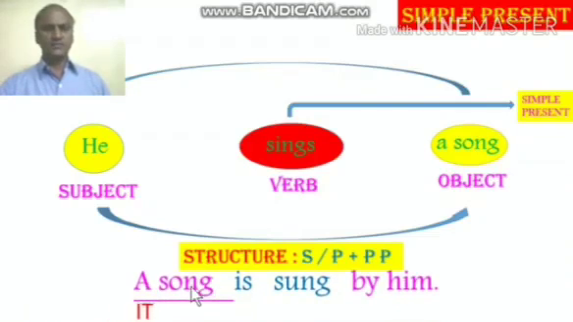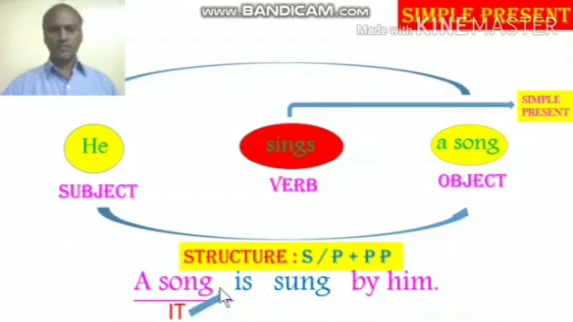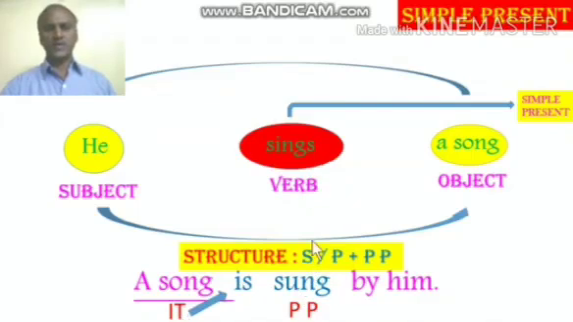When you say a song, it is the subject. And if you reduce the subject, it becomes it, third person singular. So the verb again must be in singular. That's how the structure is given. The main verb has to be in past participle form. That is sing, sang, sung. Here, sung is the past participle of the verb sing. So the final answer for passive voice is a song is sung by him.